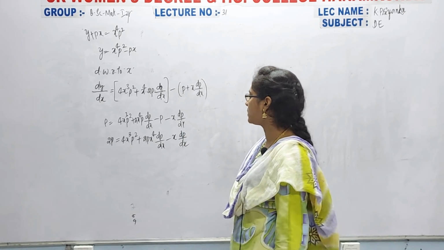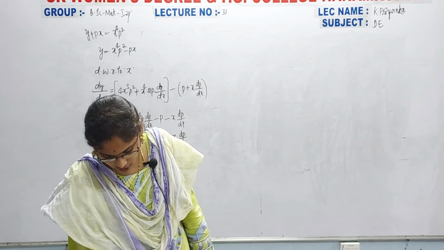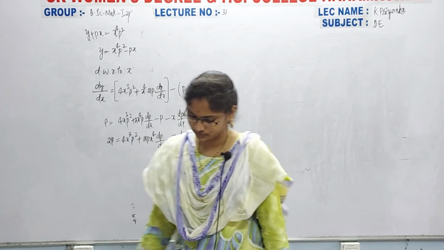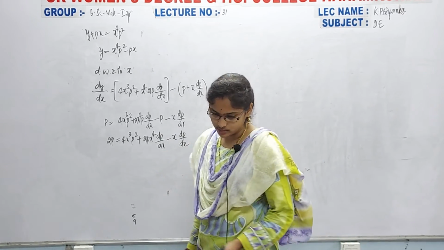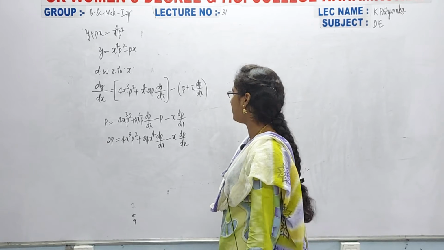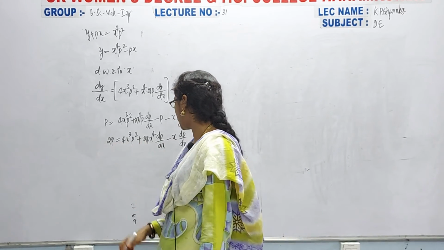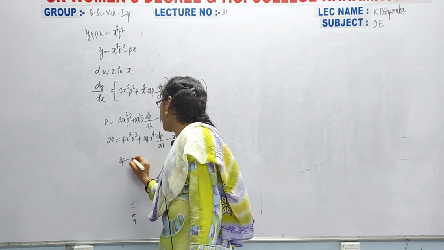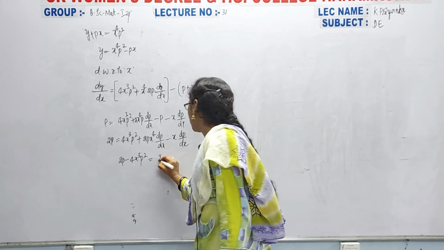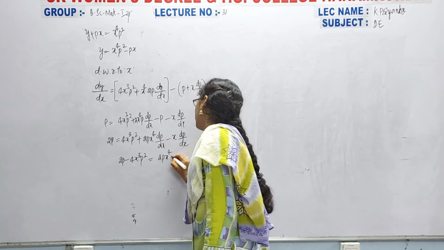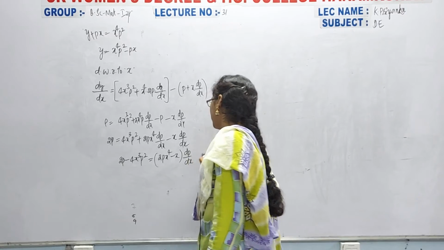Okay, so now we can take dp by dx as common, differentiating with respect to x. Now here I have dp by dx. First of all, the main thing is we have to separate it. So I am taking this value to this side, then what we get: 2p minus 4x cube p square equal to 2p x power 4 minus x of dp by dx.